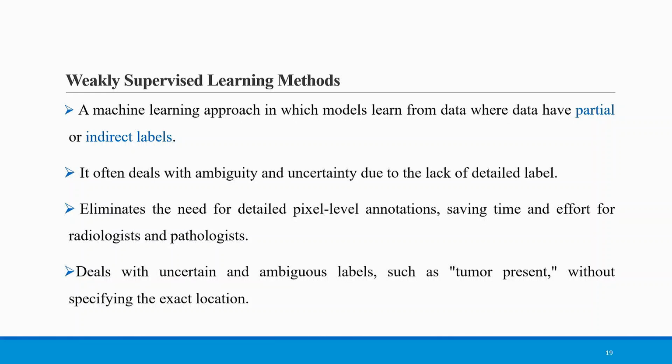Weakly supervised learning is a machine learning approach in which the model learns from data that has partial or indirect labels. It often deals with ambiguity and uncertainty due to the lack of detailed labels, and eliminates the need for detailed pixel annotation. It saves time and effort for radiologists and pathologists. It also deals with uncertain and ambiguous labels, such as having a tumor or not.